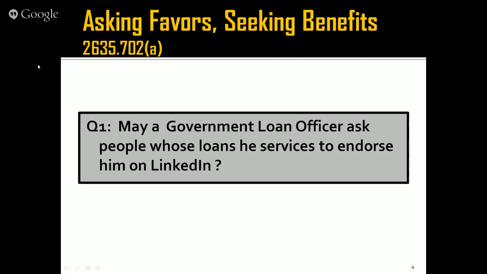But we've got some different elements here. This isn't typical of sending a letter to the person's supervisor saying what a good job they did. Here the person is first of all asking for the endorsement, and doing so in a public space, and doing so through a vehicle that would also require something of the individual as well. I don't think everybody's on LinkedIn or is necessarily a participant in LinkedIn. And so the vehicle through which it would be done and the nature of the relationship between the government employee and the people that this employee would be asking this favor of suggests that this would probably not be an appropriate thing to do.